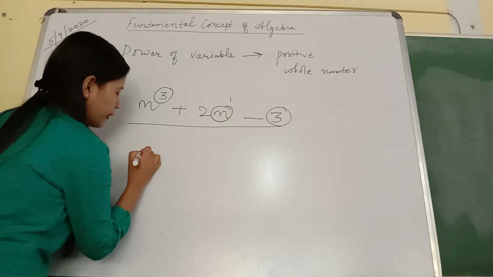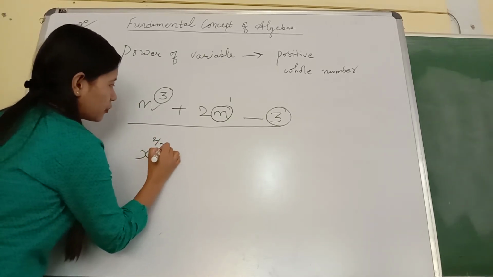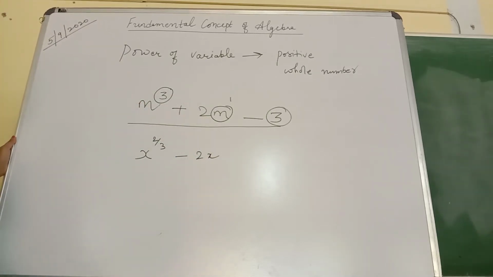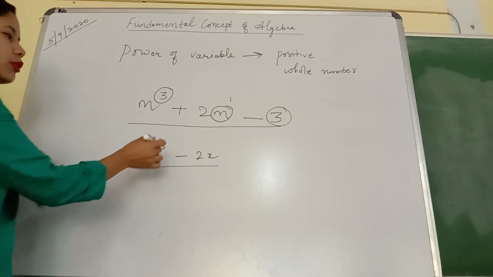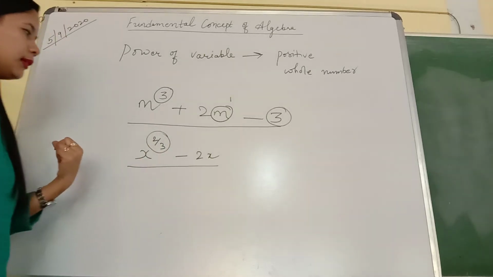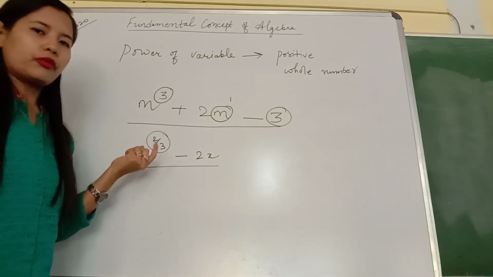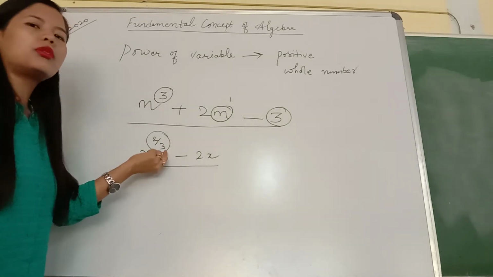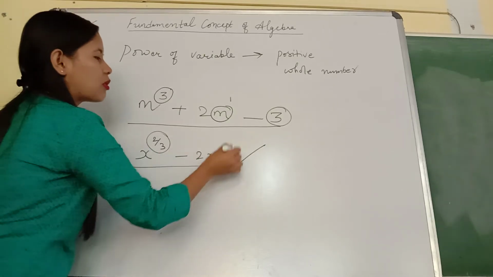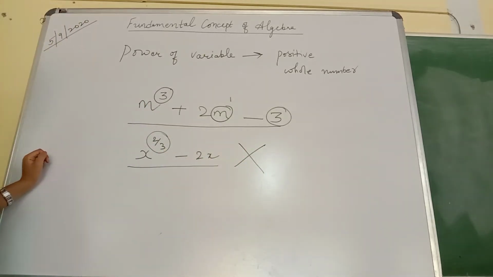Suppose I have x to the power 2 by 3 minus 2x. Is this a polynomial? To check this, we need to look at the power of the variable. It is a positive number, of course, but it is not a whole number. It is a fraction. So this is not a polynomial.